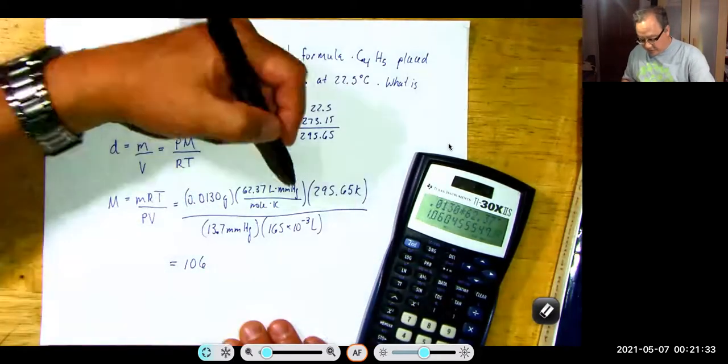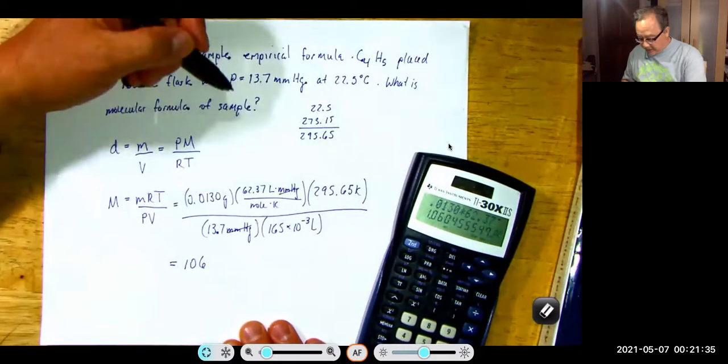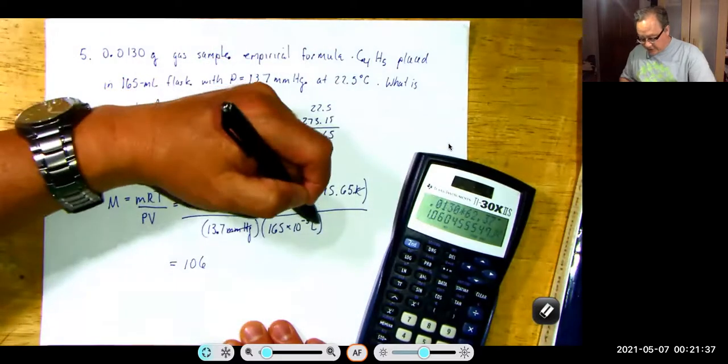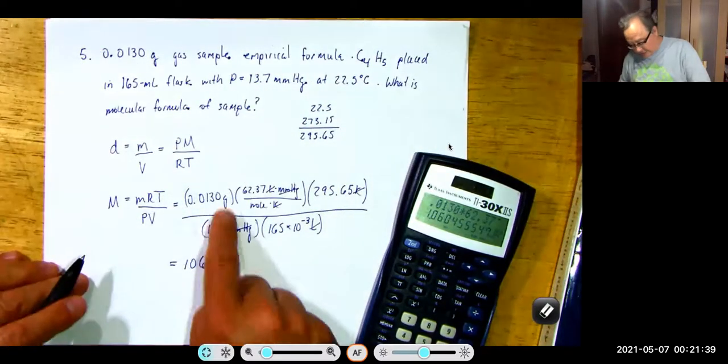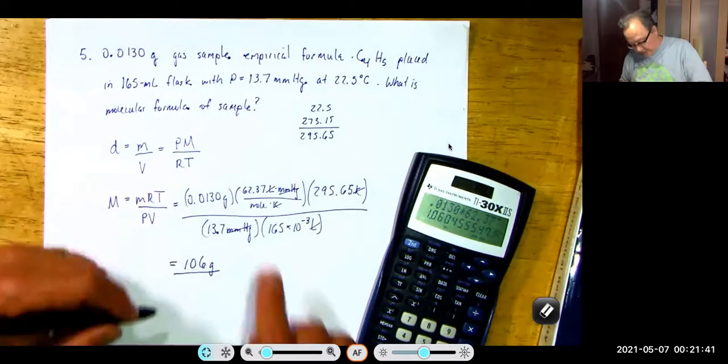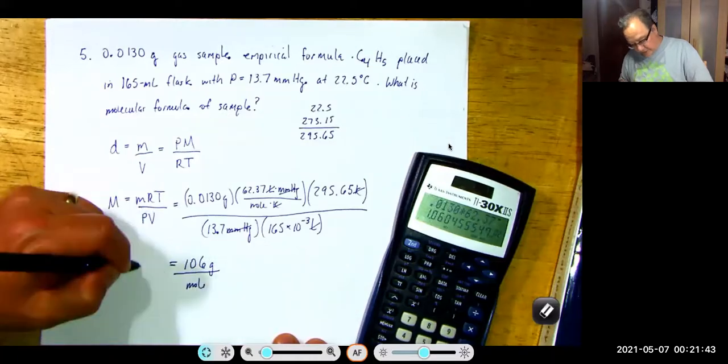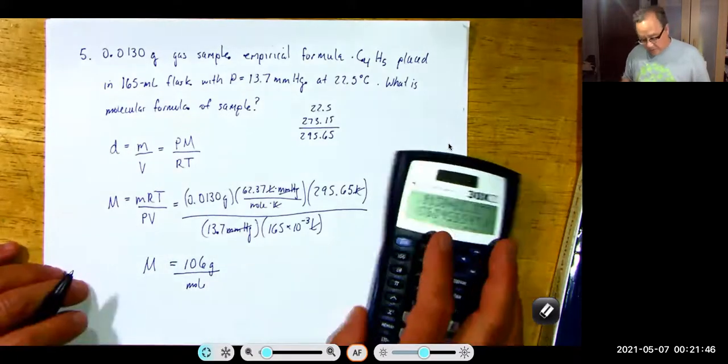Well, millimeters of mercury cancel. K's cancel. Liters cancel. Gram does not cancel, and mole does not cancel. So this says that the molar mass is about 106 grams per mole.